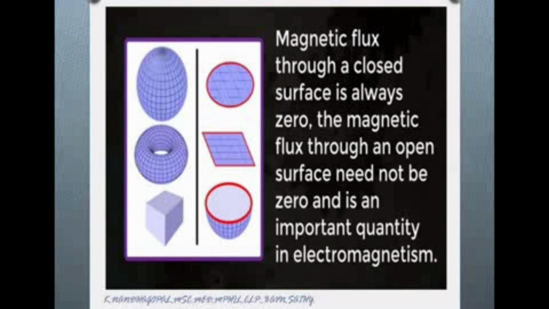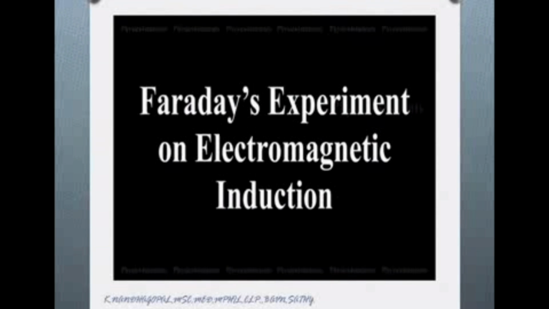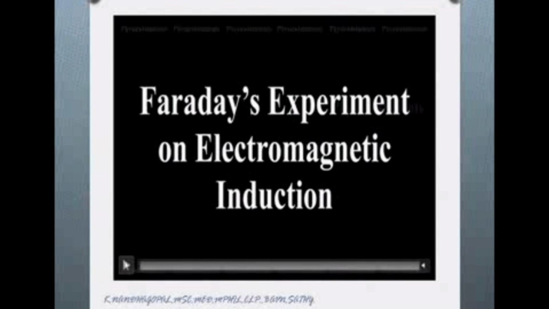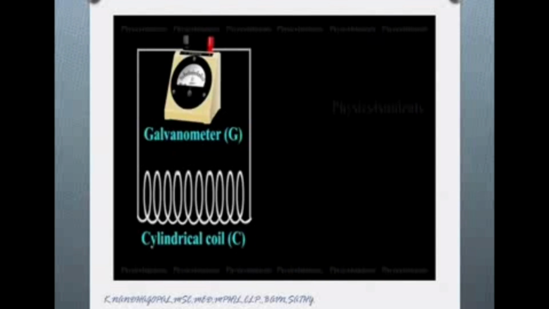Next we are going to see Faraday's experiment. Faraday discovered electromagnetic induction. Now we are going to see how Faraday discovered it and what Faraday's experiment is. In Faraday's experiment, he takes one galvanometer, one coil and one bar magnet. Using that, we are going to explain Faraday's experiment.